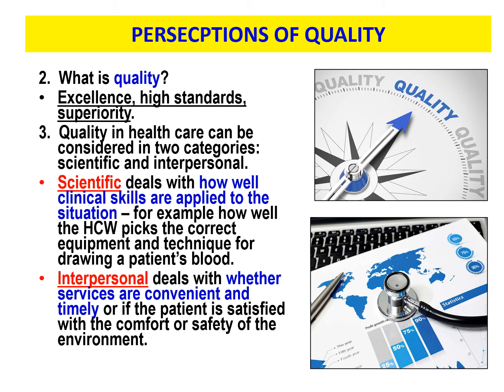So what is quality? Okay? It's excellence, it's high standards, and it's superiority, right? You want to have quality. Quality in healthcare can be considered in two categories, okay? Scientific and interpersonal. Scientific deals with how well clinical skills are applied to the situation. For example, how well the healthcare worker picks the correct equipment and technique for drawing patients' blood, okay? Interpersonal deals with whether services are convenient and timely, or if the patient is satisfied with the comfort or safety of the environment, okay?